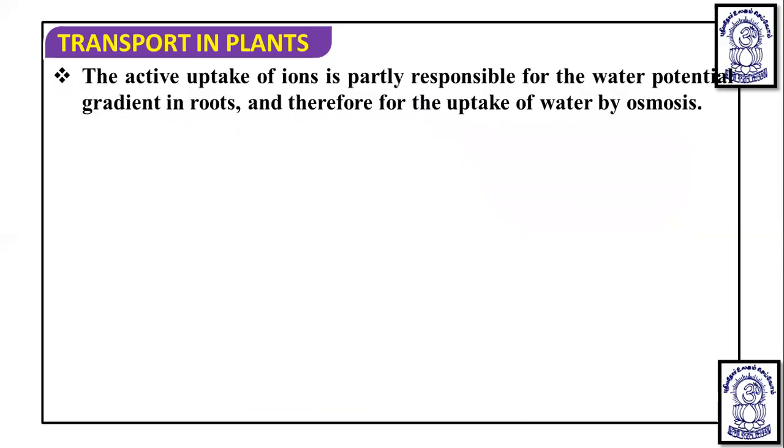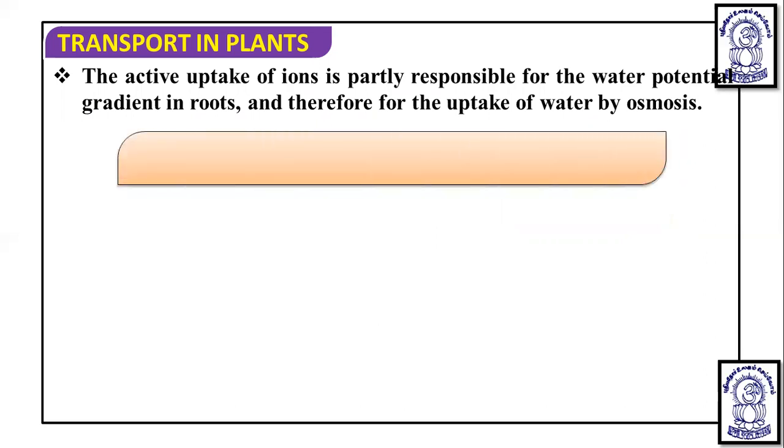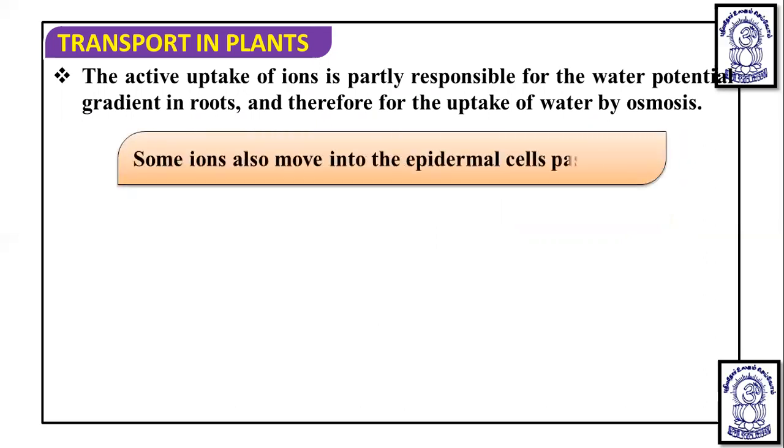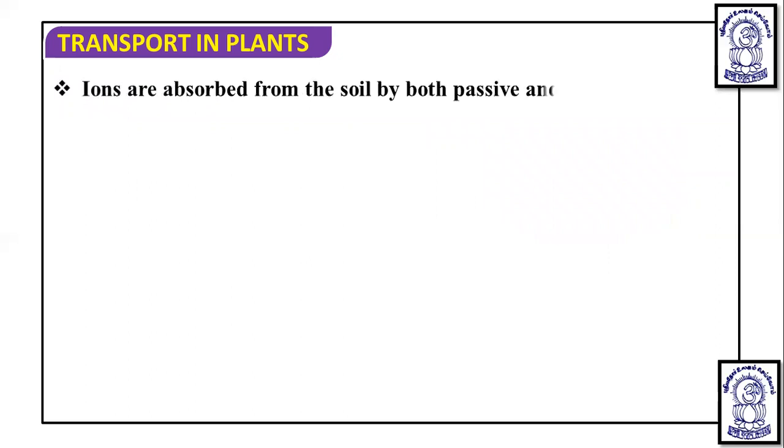The activity of ions is partly responsible for the water potential gradient in the root, because when the minerals are absorbed in the root, the concentration increases, then the water potential decreases because solute is increasing. Therefore, the uptake of water will take place by osmosis. Some ions also move into epidermal cells passively, but the majority move by active transport.